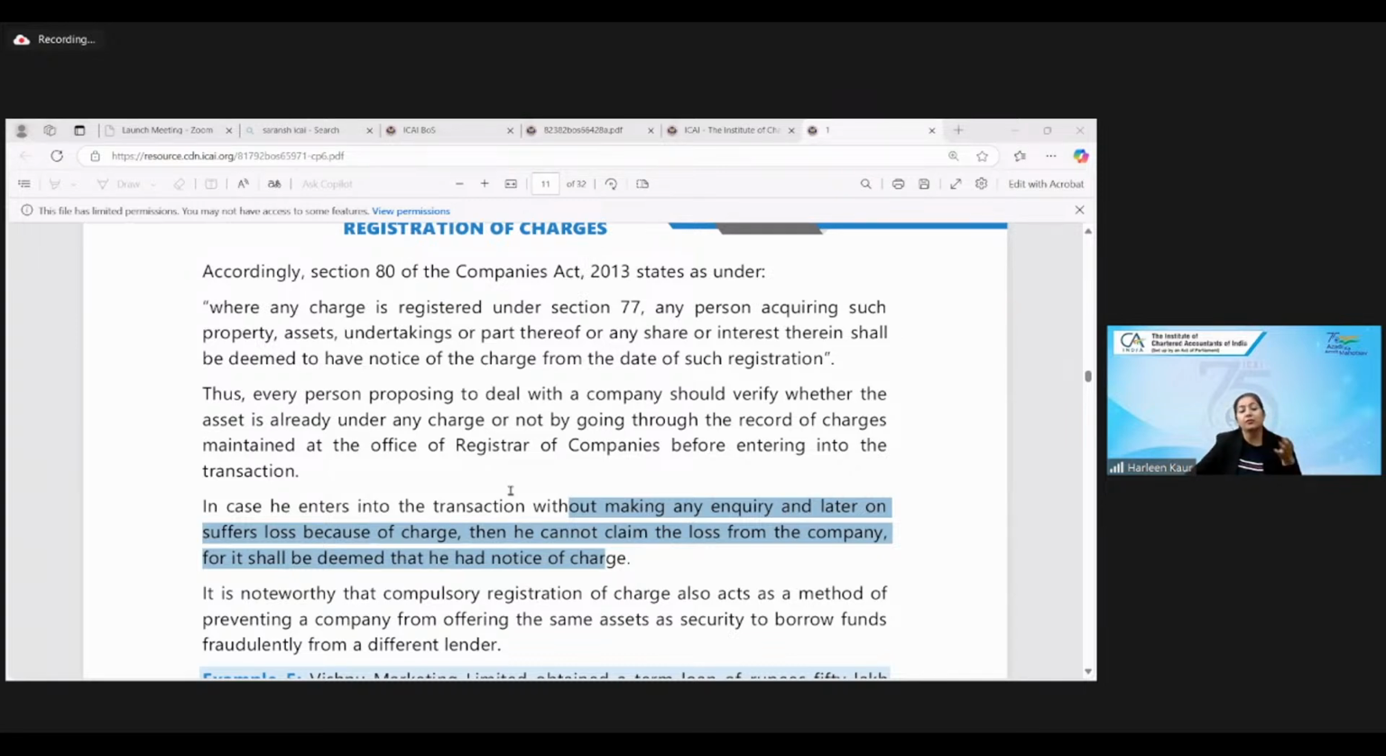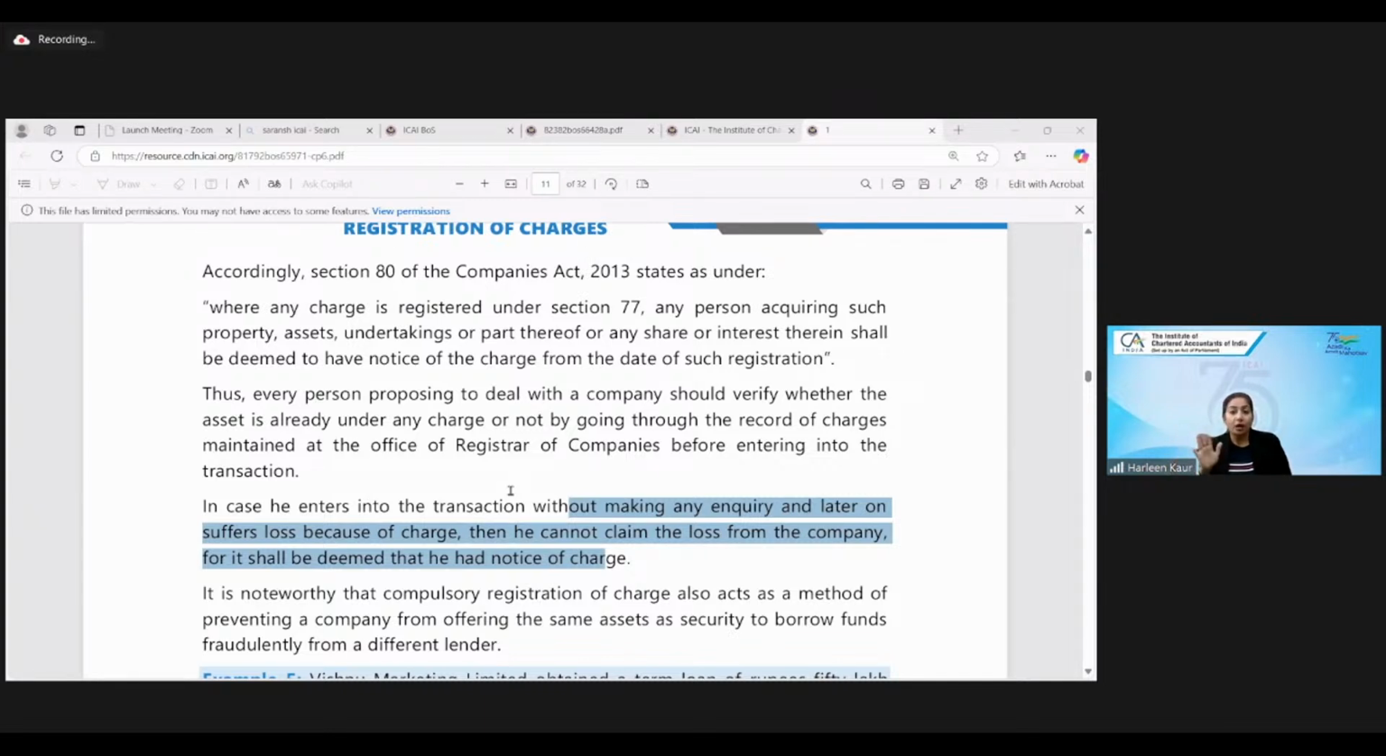Now let's understand what I'm trying to explain to you. SBI did not inquire whether any charge was already created in favor of HDFC Bank or not. And then they suffered loss. How did they suffer loss? Because HDFC Bank had given huge money, and all of the money was secured, and they claimed it from the security. SBI Bank started crying that we never knew that the security is not ours, that the charge has been created.